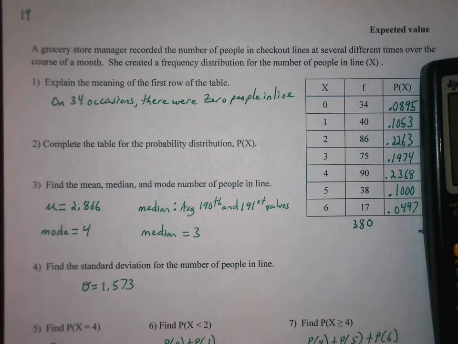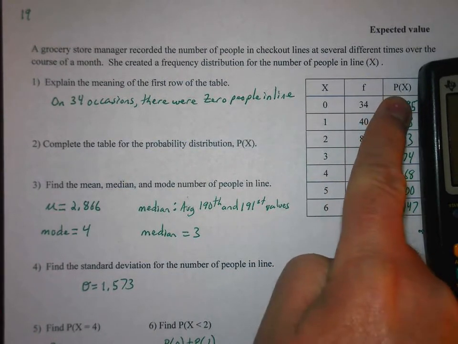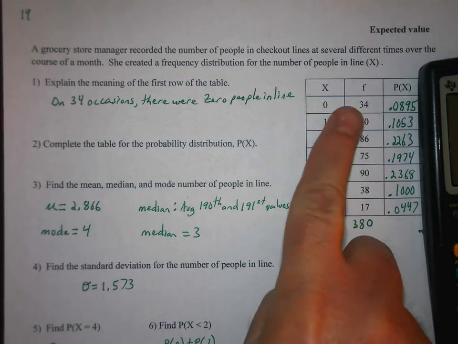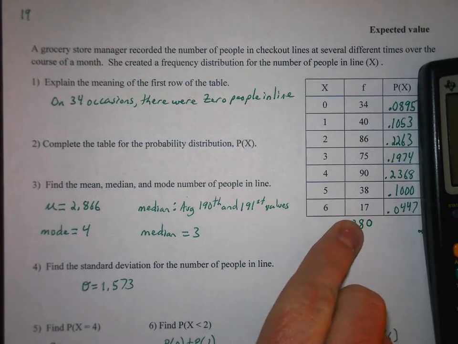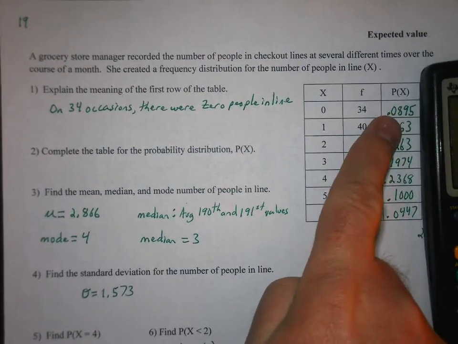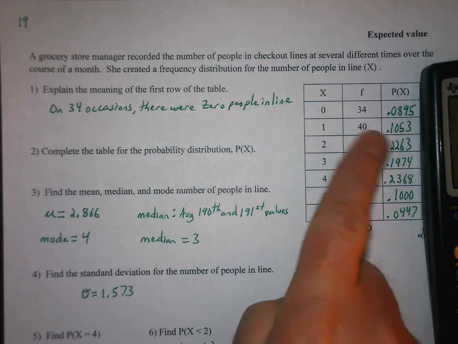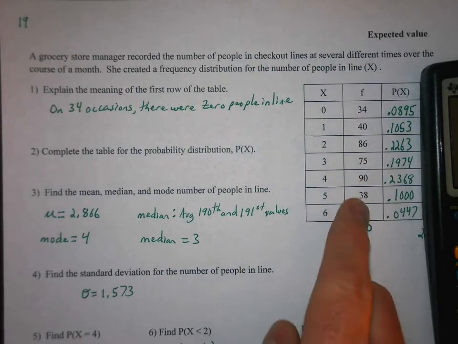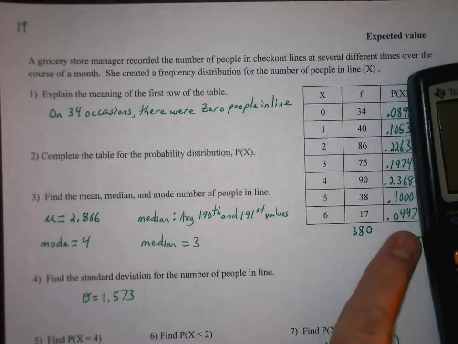Number 2, to create the probability distribution P of X, all that P of X is the relative frequency of each of the X values. So there were 380 total. So take 34 divided by 380, and that gives you 0.8095. 40 divided by 380 is 0.1053. So after you divide all of the individual frequencies by 380, you get the P of X column.